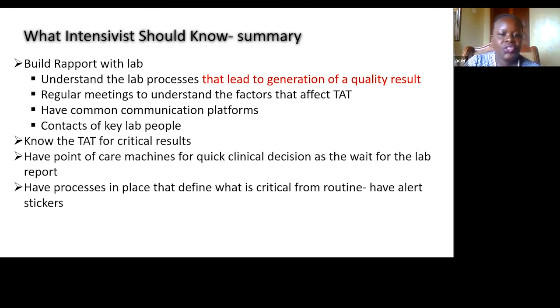So it's very important that we all understand our processes. The intensivist should understand the lab processes that lead to generation of a quality result. Have regular meetings to understand the factors that have affected turnaround time. Have communication platforms, yeah? There should be platforms that combine the lab team and the rest of the hospital team. It can be a WhatsApp group. It can be an email group where in case anything happens, an email is sent.